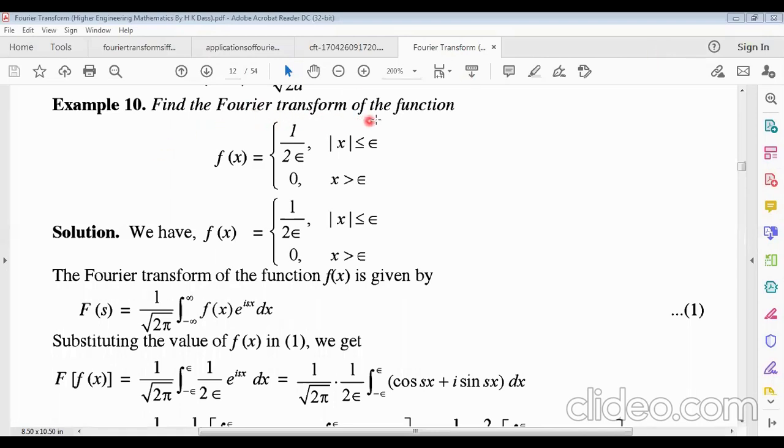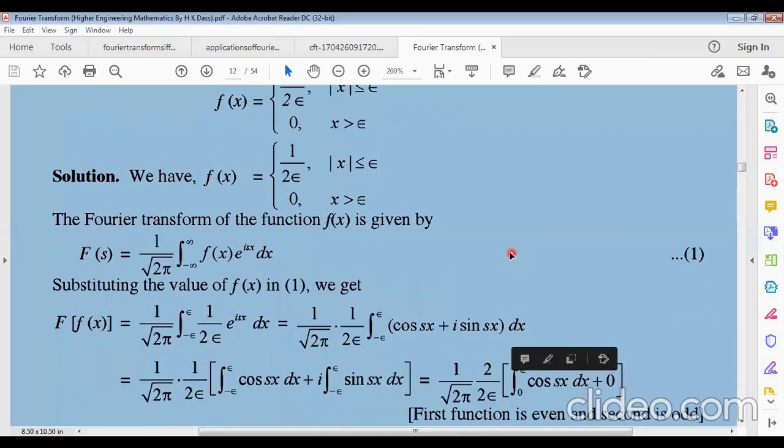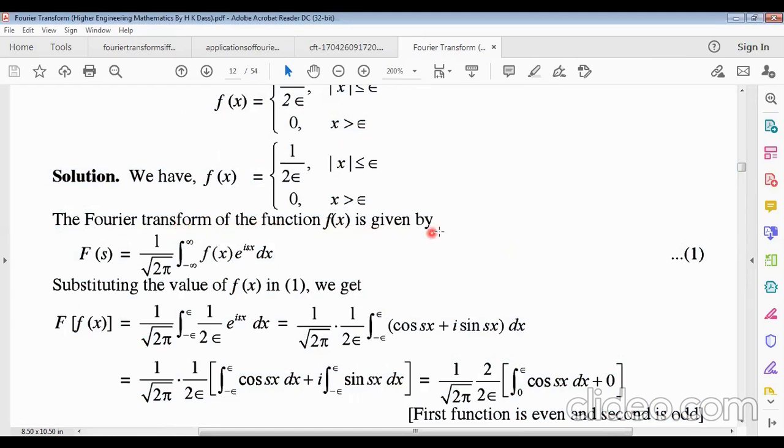Now find the Fourier transform of the function f of x equals 1 by twice epsilon, where absolute value of x is less than or equal to epsilon, and f of x equals 0, where x is greater than epsilon. Now this is the given function f of x. We have to find out the Fourier transform of this function. The Fourier transform of the function f of x is given by f of s equals this. This is the formula for finding the Fourier transform of f of x.